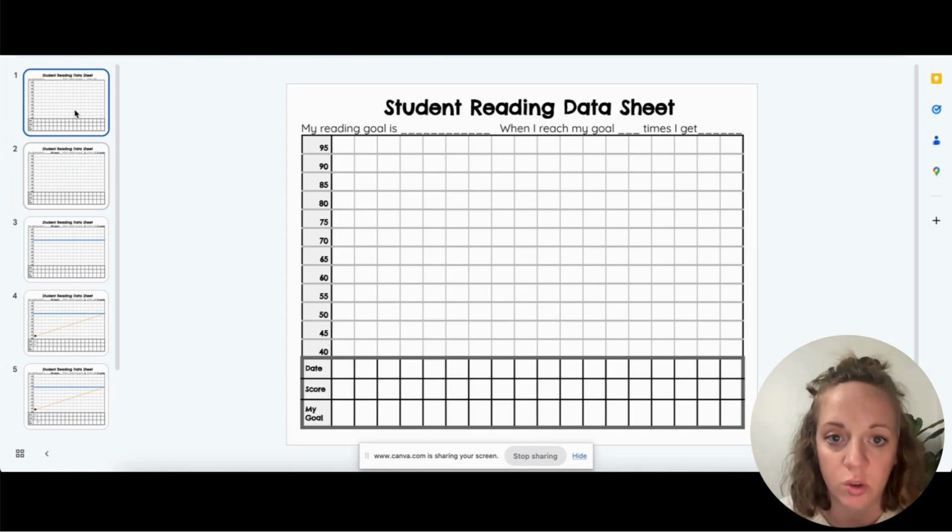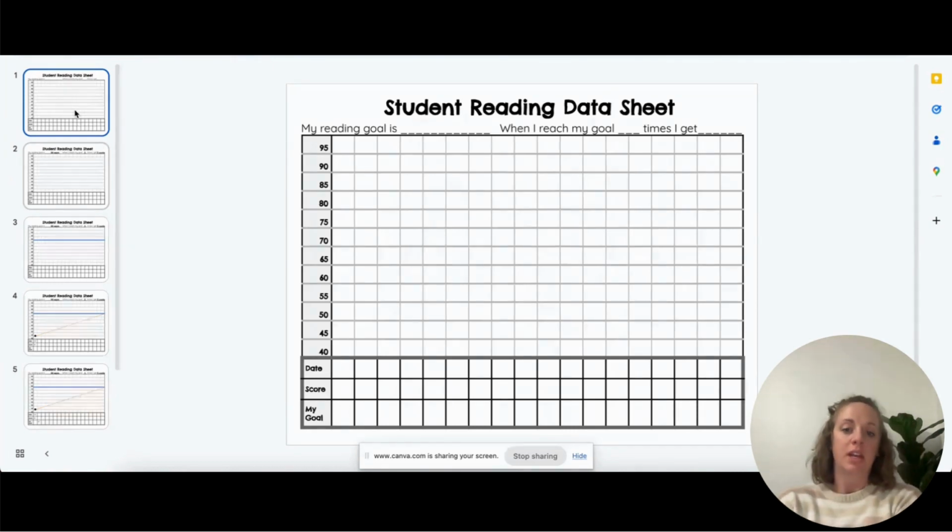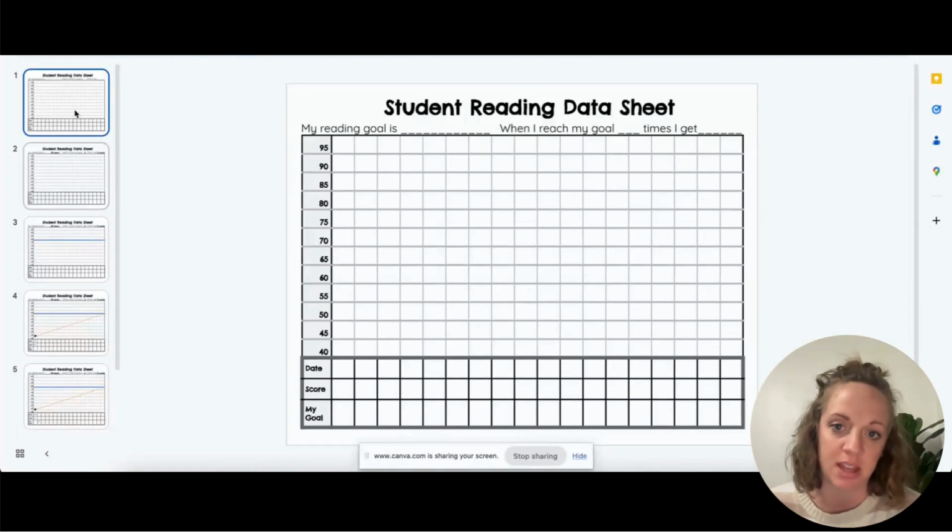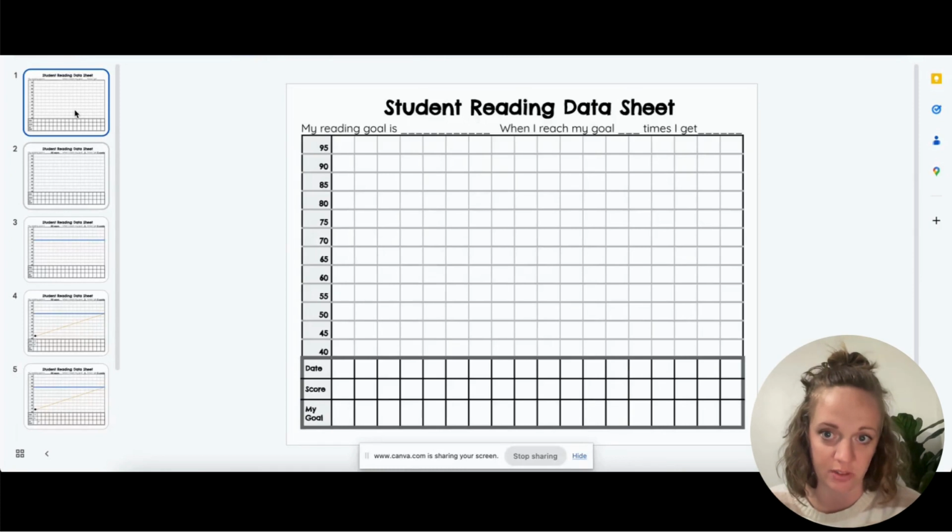Because I wanted to show you my reading system for how I collect data for my students. I collect my data online for pretty much everything: reading, writing, and math. I do online data collection for myself, and then my students have their own data collection sheets.